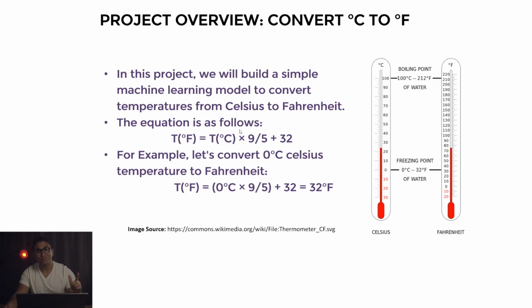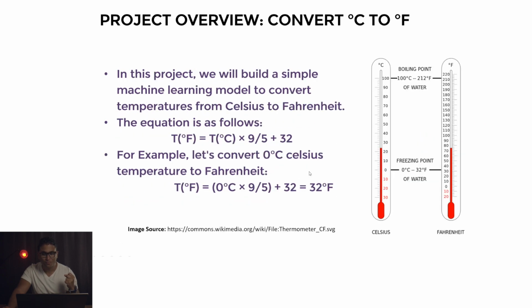All right. So in this project, we will build a simple machine learning model to convert temperatures from Celsius to Fahrenheit. As you can see here, this is simply the equation that does the conversion for us. Here we have the temperature in Celsius. If we multiply it by 9/5 and then add 32, that will give you the temperature in Fahrenheit. Pretty simple. For example, if you want to convert 0 degrees Celsius to Fahrenheit, you can simply substitute in this equation: 0 times 9/5 plus 32 gives you 32 Fahrenheit, okay?